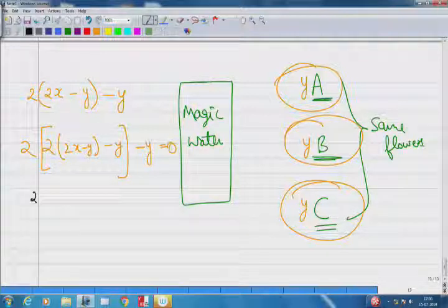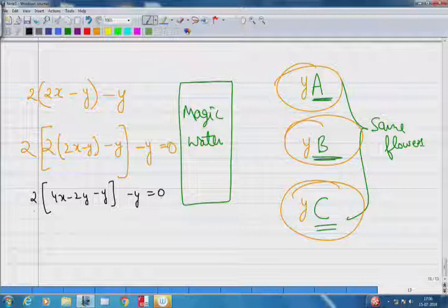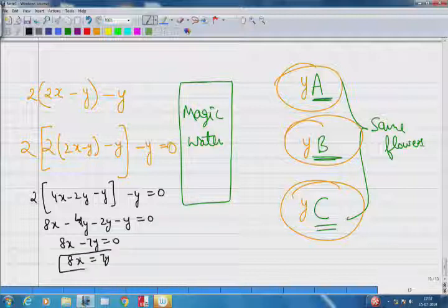When we simplify this equation, it will be like this: 4x minus 2y minus y minus y equal to 0. Again it will get multiplied: 8x minus 4y minus 2y minus y equal to 0, so 8x minus 7y equal to 0, and 8x is equal to 7y. So this is the equation we are getting, 8x is equal to 7y.